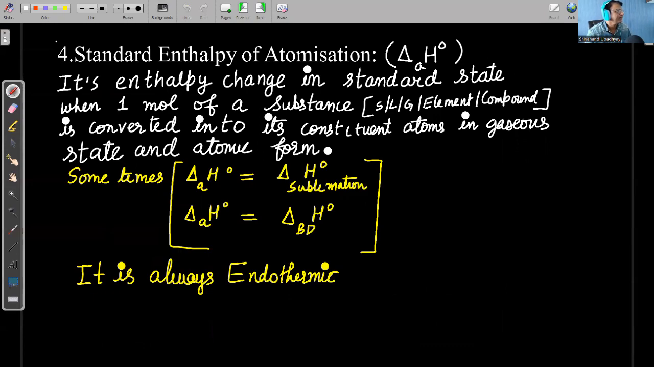Now the next definition is standard enthalpy of atomization. कई बच्चे जो हैं वो bond dissociation, sublimation और atomization में confuse हो जाते हैं. बहुत simple है, उसको discuss कर लेते हैं. पहले अपन atomization को discuss करते हैं.